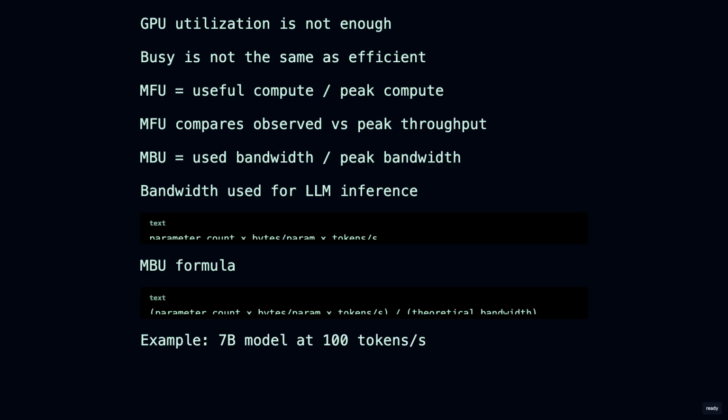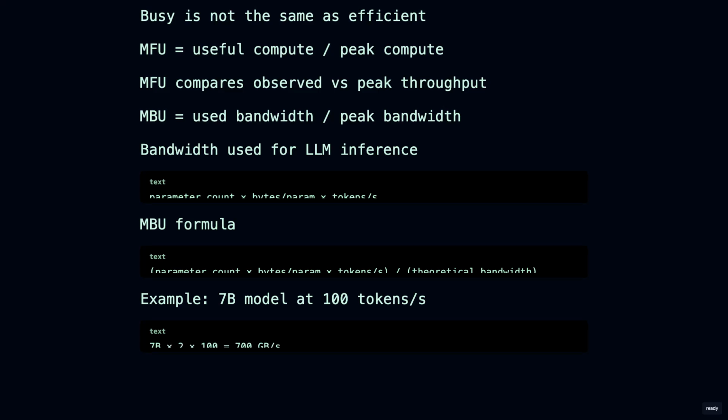Let's plug in concrete numbers so the formula is less abstract. A 7B model in FP16 already moves a lot of data every second. This is the estimated bandwidth demand. It shows why large models can quickly become memory bandwidth bound, even when the compute is not fully saturated.